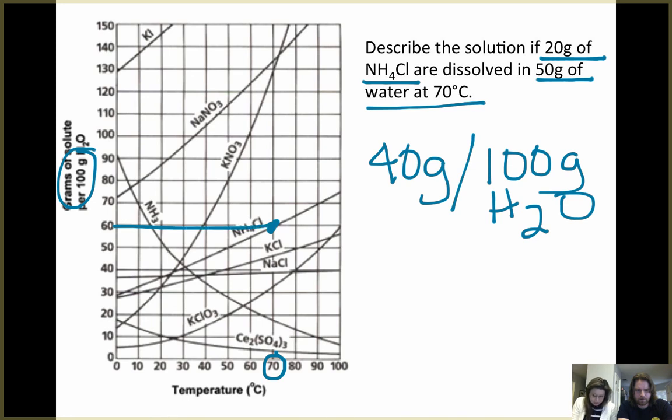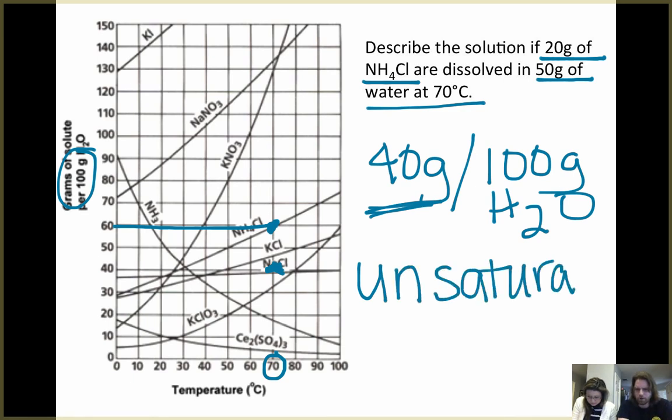To be saturated, we need 60. We have 40, so we're below the curve. We're not looking at any other curves except ammonium chloride, and it's below the curve, therefore unsaturated. It's easiest if you say 50 is half of 100, so double the amount to make it equivalent. That seems really easy. This is just like graph reading 101. Yep, that's it. Can you read the question and make sure you don't get tripped up by those 20 grams per 50 grams of water? You just really have to pay attention to these questions. I think you'll do fine.